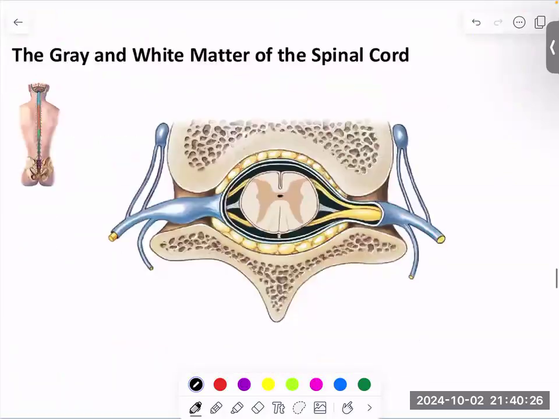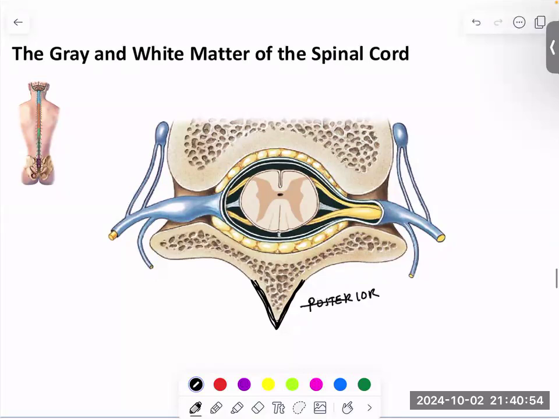We have the gray matter and the white matter. You must be able to tell me which side is posterior or anterior. Well, we have the vertebra here, so it's helpful. This is the spine of the vertebra. Does that point anterior or posterior? Okay. However, for the spinal cord, we don't use that word. What word do we use? Dorsal.